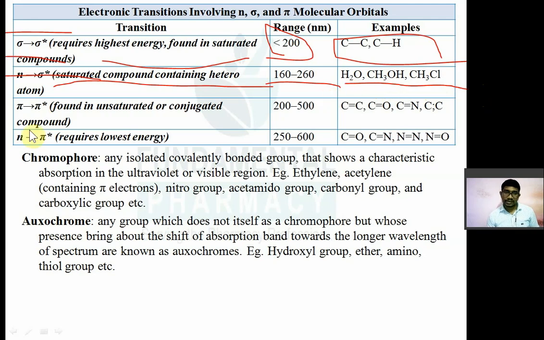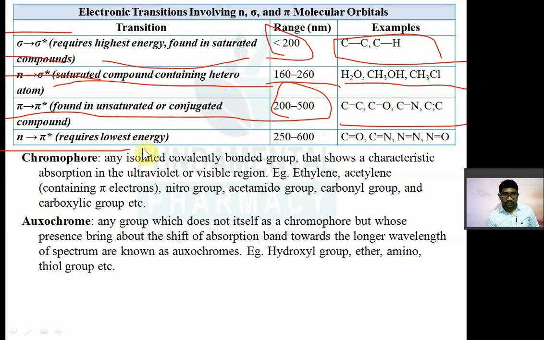Then pi to pi star transitions are found in unsaturated conjugated compounds. They will absorb UV rays, that is 200 to 400 nanometer. These kinds of compounds have carbon-carbon double bond, carbon-oxygen double bond, carbon-nitrogen double bond, carbon-carbon triple bond. Then n to pi star transition requires the lowest energy, and this kind of transition is observed in the case of ketone, amine, nitrile, nitro group, etc. They are observed in the range of 200 to 600 nano.